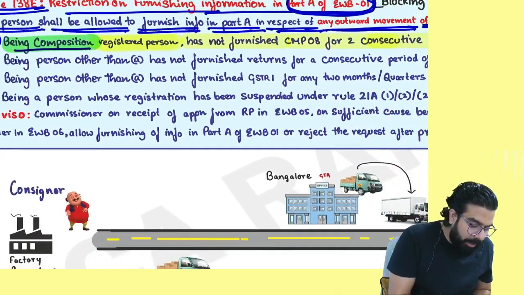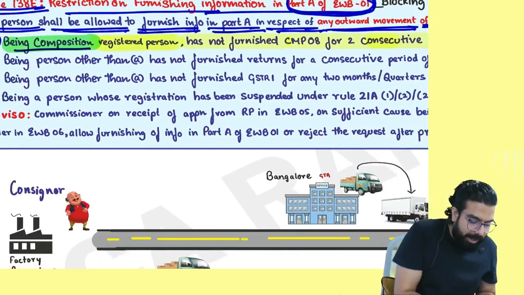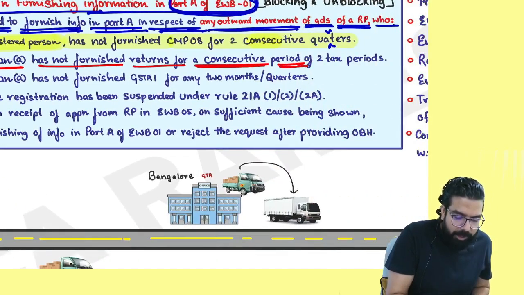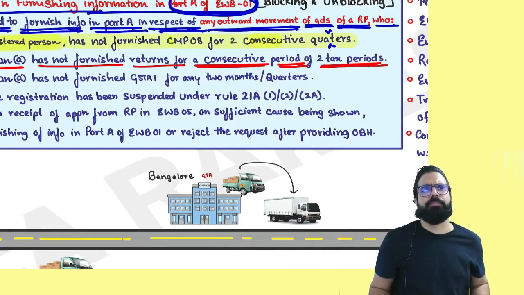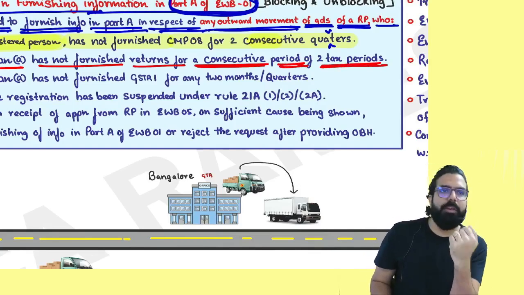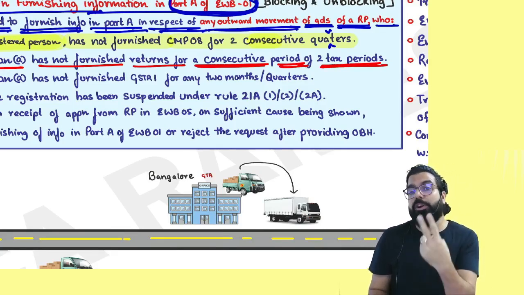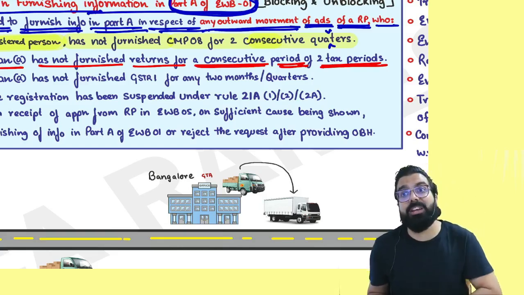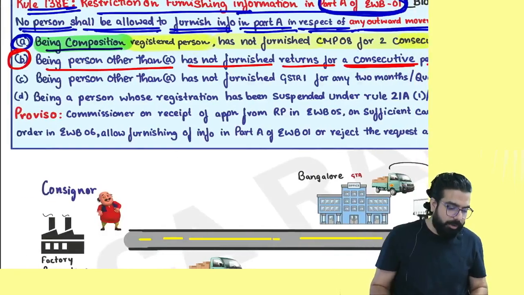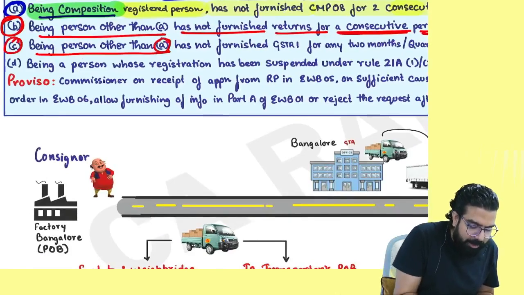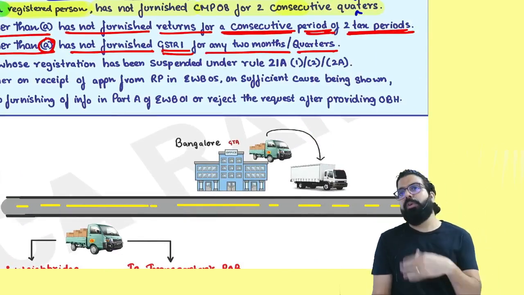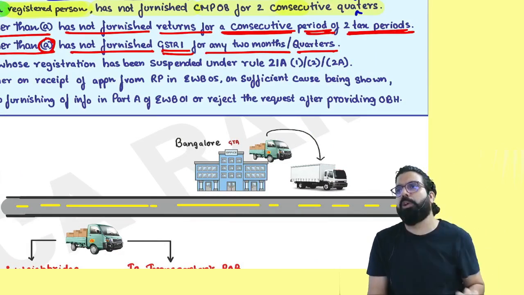Next, a person other than a composition dealer, who has not furnished return for a consecutive period of 2 tax periods. What is 2 tax periods? If you are under monthly return and did not file GSTR 3B for 2 months, e-way bill portal blocked. If you are under quarterly return, 2 tax periods means 2 quarters. If you did not file your GSTR 3B, e-way bill portal blocked. Also, a person other than a composition dealer who has not furnished GSTR 1 for any 2 months or 2 quarters, e-way bill portal blocked.